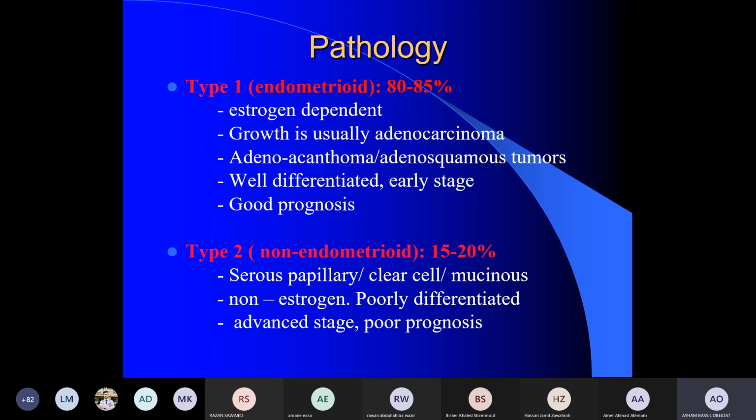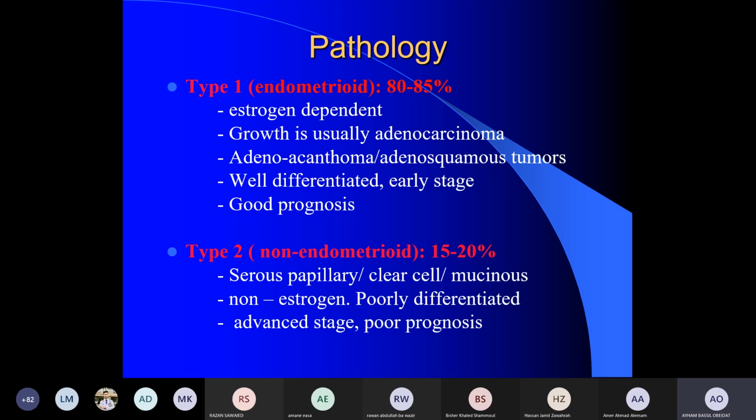The less common type, which is type 2 or non-endometrioid, is usually either serous or clear cell, which can happen in around 15% of the cases. This type has nothing to do with estrogen. It's non-estrogen dependent. The pathology is poorly differentiated, and it is advanced stage, and it carries a bad prognosis, and usually it behaves in a similar way to ovarian cancer.